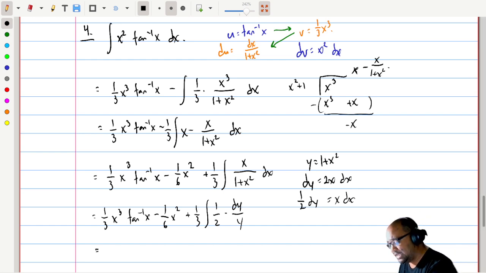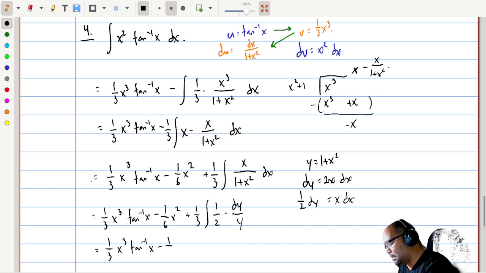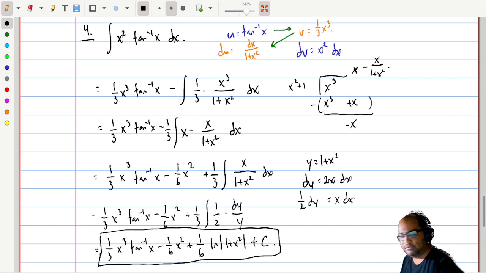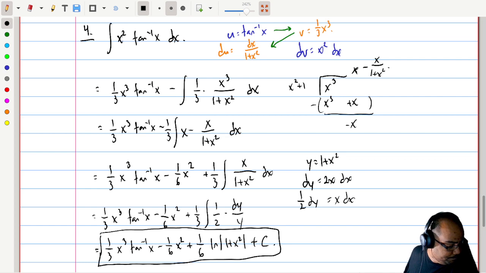So I'm going to skip a few steps here just so we can get to the end. We get 1/3 x cubed arctan x minus 1/6 x squared plus 1 over 6 natural log of absolute value 1 plus x squared plus a constant, and that's how you do parts. Okay, that's just how you do parts.